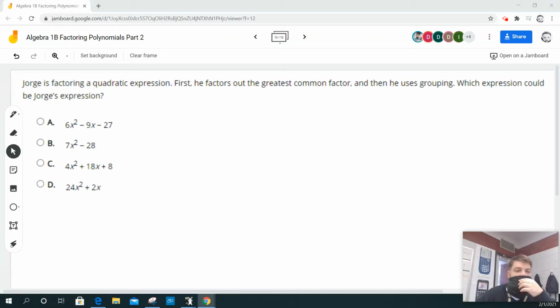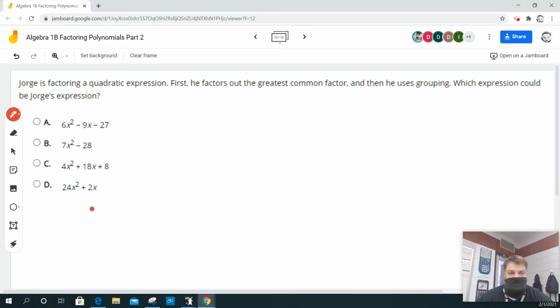All right. Jorge is factoring a quadratic expression. First, he factors out the greatest common factor, and then he uses grouping. Which expression could be Jorge's expression? So they say that the first thing he does is factor out a greatest common factor. So we've got to look at these and see which ones can have a greatest common factor.